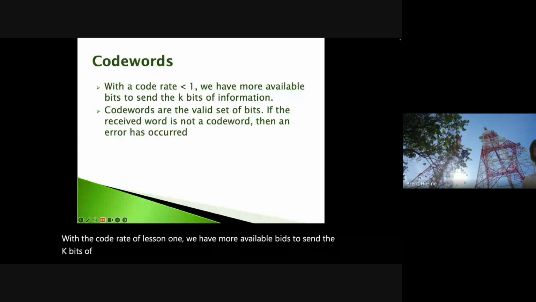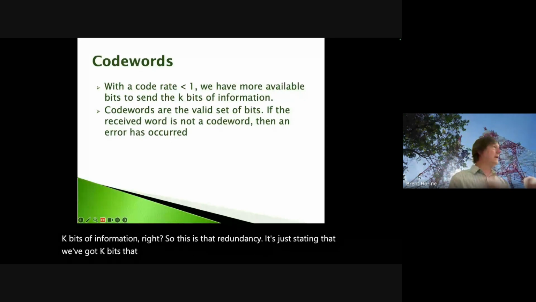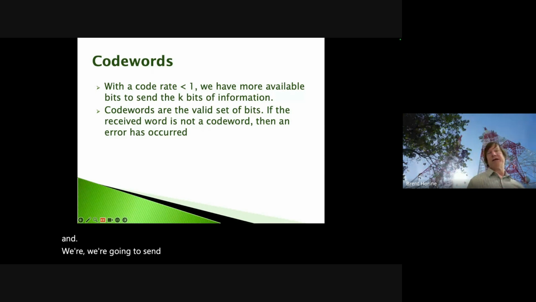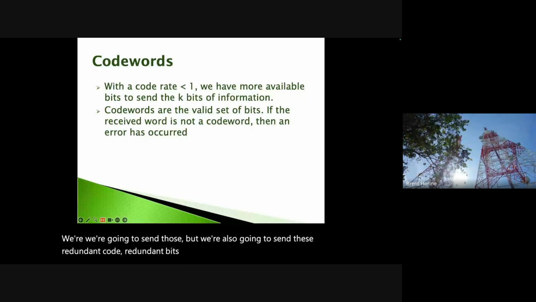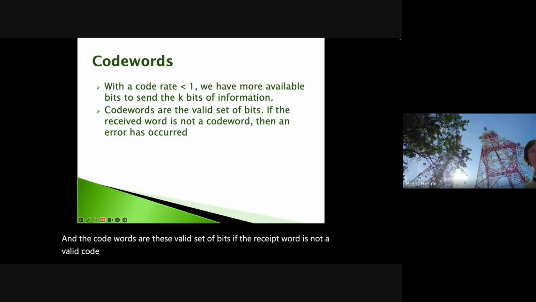It's just stating that we've got K bits that we want to get from the transmitter to the receiver. And we're going to send those, but we're also going to send these redundant bits, right? And the code words are these valid set of bits. If the received word is not a valid code word, then we know that an error has occurred.